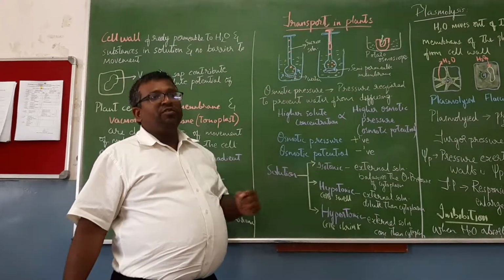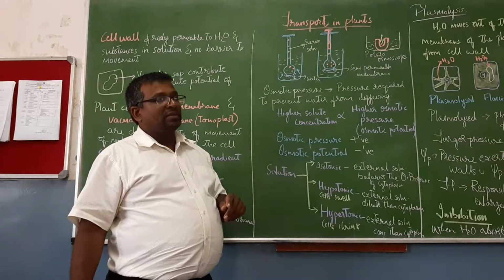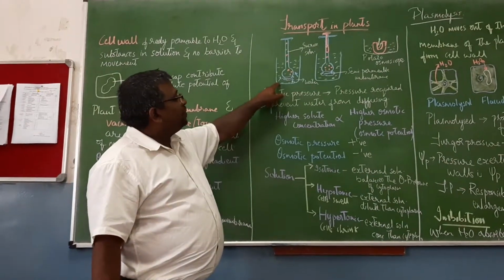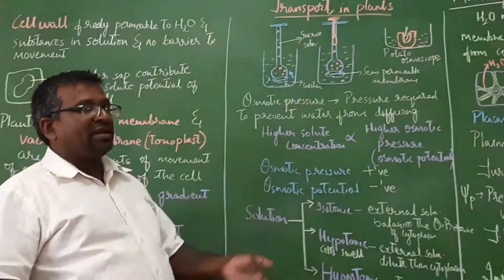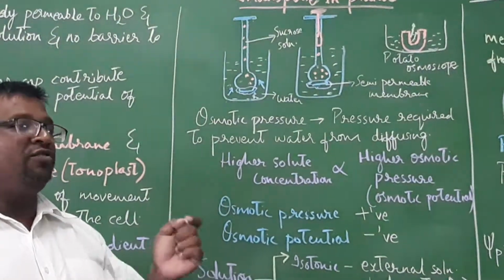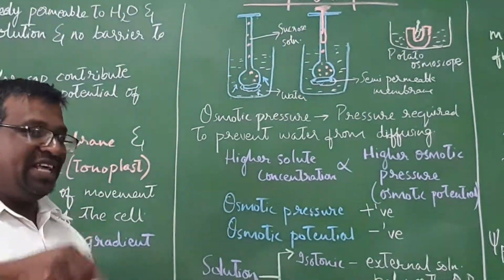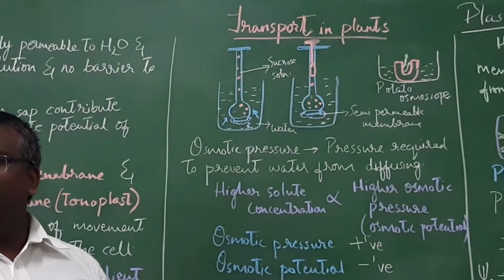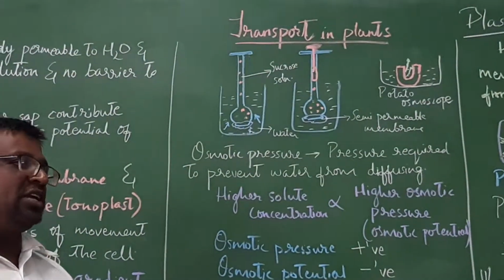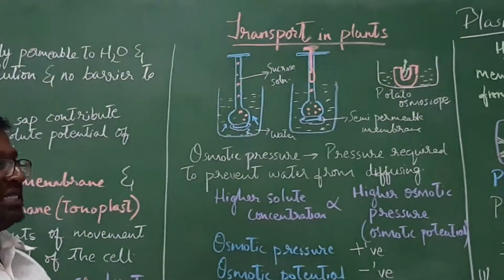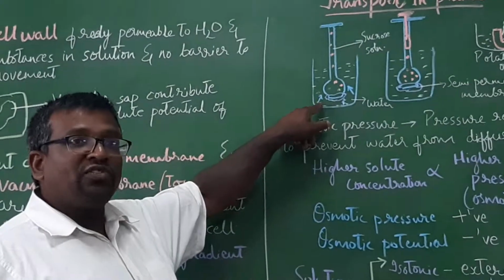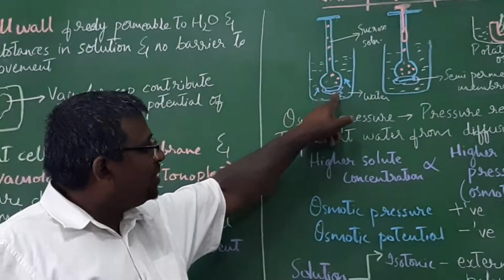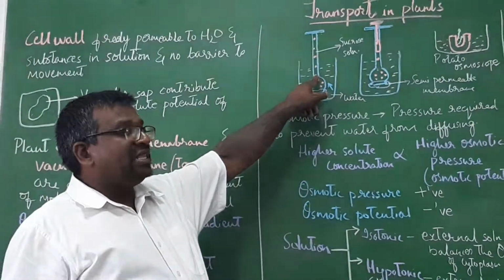Where is the water potential more? In the beaker, water potential is more over water. Pure water, the value of water potential is 0. Water potential for pure water, highest value for water potential is 0. That can be seen in pure water. So water moves from higher water potential through a semi-permeable membrane into the Thistle funnel.